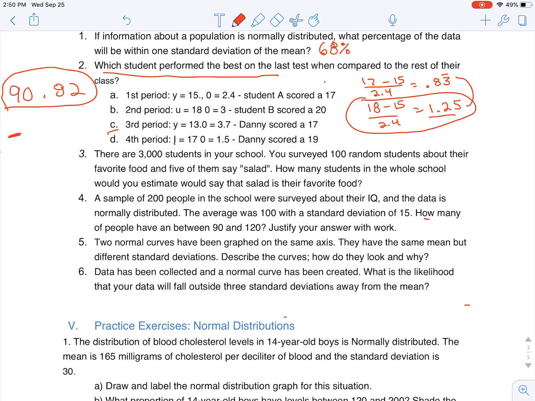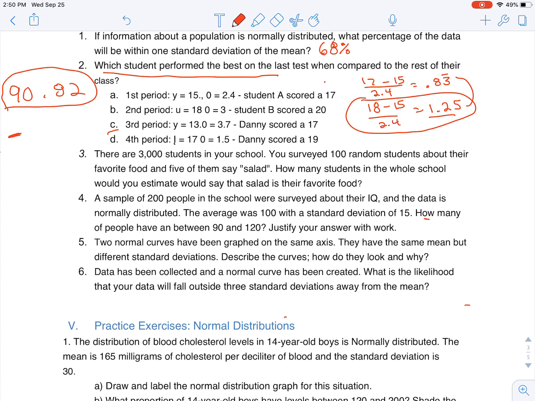Number 5, two normal curves have been graphed on the same axis. They have the same mean with different standard deviations. Describe the curves. How do they look and why? Okay, two curves have been graphed on the same axis. They have the same mean but different standard deviations.